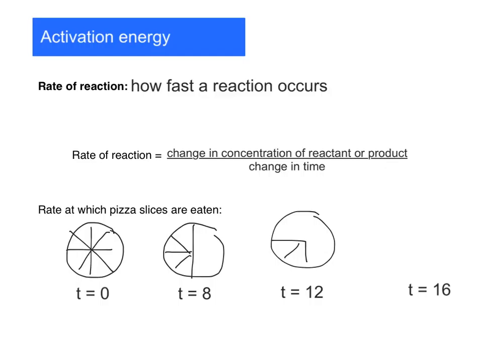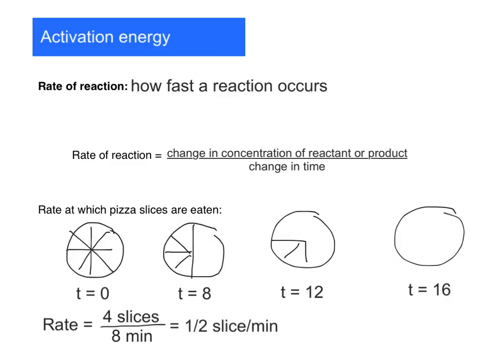Okay? And then if we come back again at 16 minutes, what we have is no pizza left. Okay? So using this example, we can calculate the rate of pizza disappearance. If we go from t equals 0 to t equals 8, our change in time is going to be 8 minutes, and our change in pizza is going to be 4 slices. So 4 slices have been consumed from time 0 to time 8. So if we do 4 divided by 8, that's a rate of half a slice per minute.